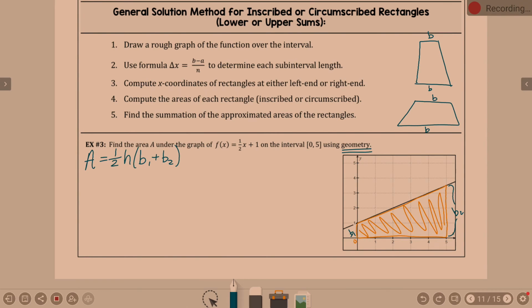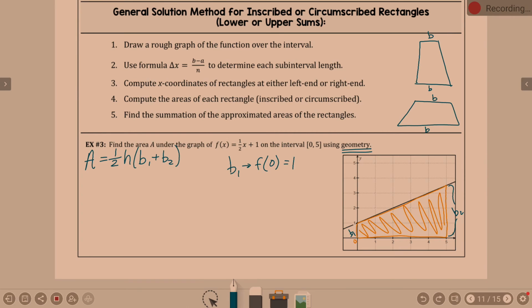Base 1 is going to be 1. Or, how about if I say it this way? Base 1 is whatever the function is evaluated when x is 0. And what is my function when you put in 0? 1/2 times 0 plus 1, it is 1. Or you can tell by looking, this has a height of 1, yes?